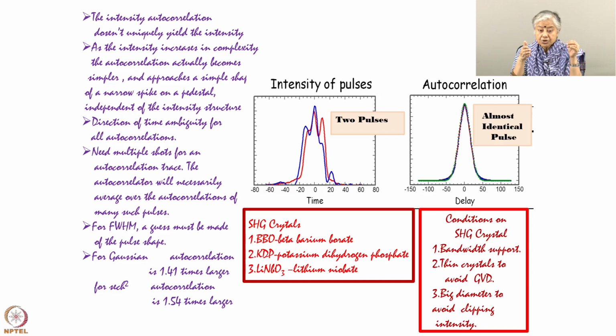Some of the second harmonic generation crystals used are BBO, beta barium borate, KDP, potassium dihydrogen phosphate. You have come across this, I have spoken to you before about this, and then lithium niobate.